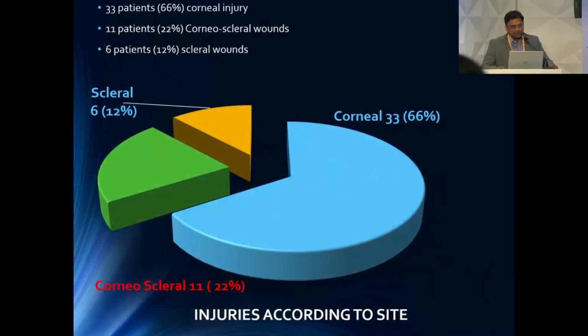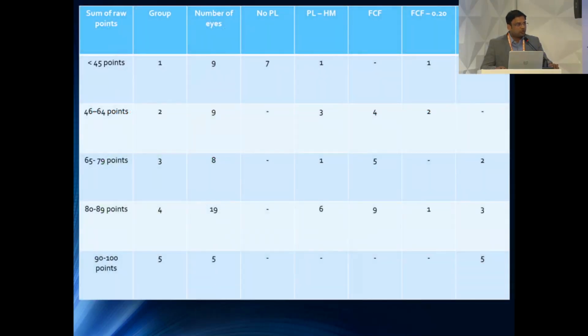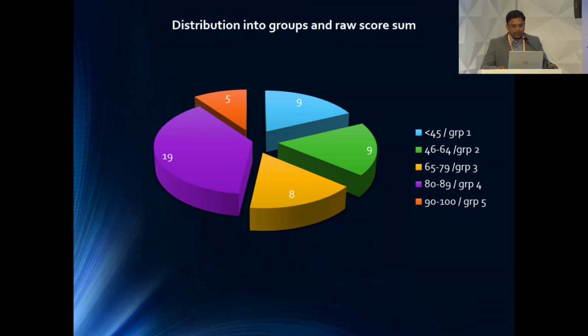So an interesting point here is again corneal injuries were 66%. Corneoscleral were 22% and scleral just 12%. So it's very important to note here that the corneal involvement is very important. And this was the distribution of groups as per the raw score sum.